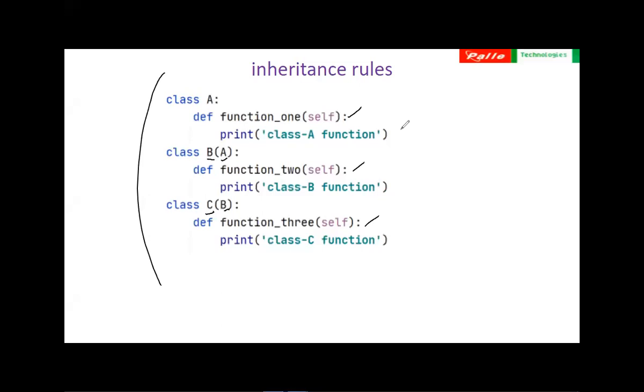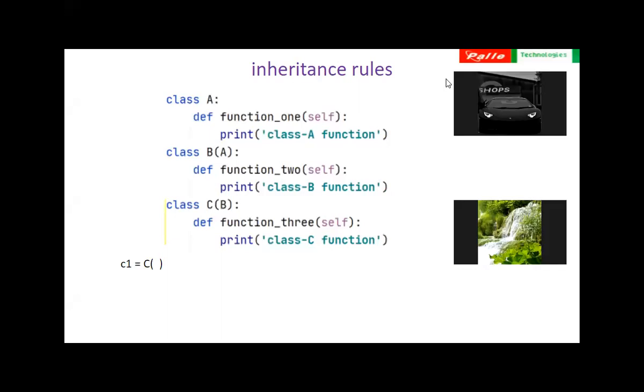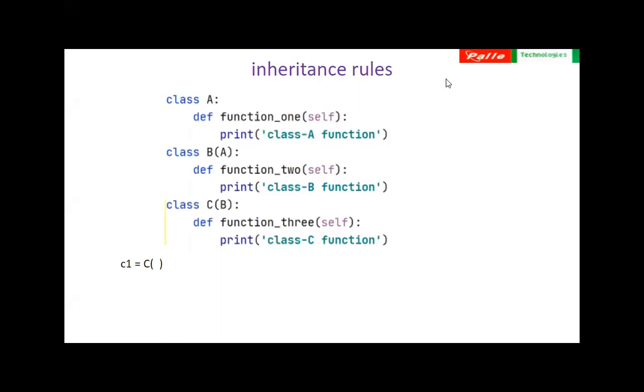Okay, so this example now. I'll ask a few questions. Now what I will do, I'll create an object of C class. So now tell me, using this C class object, which all instance methods can I call?